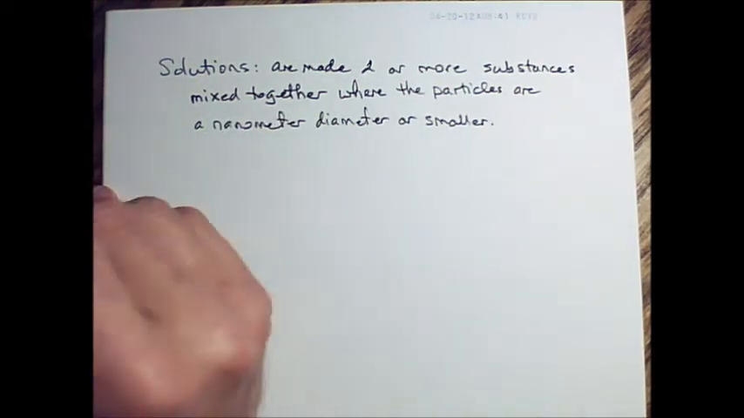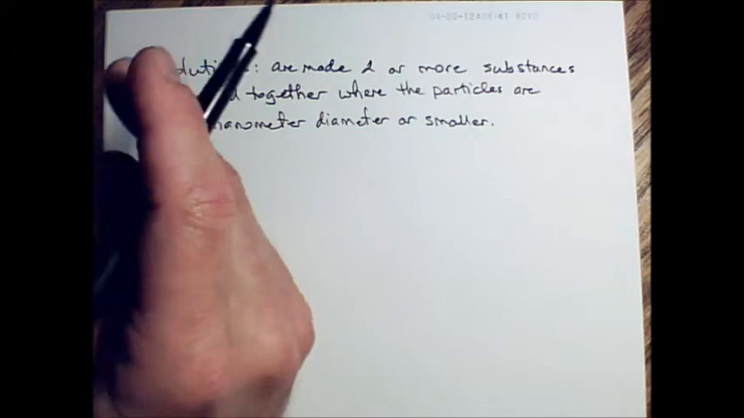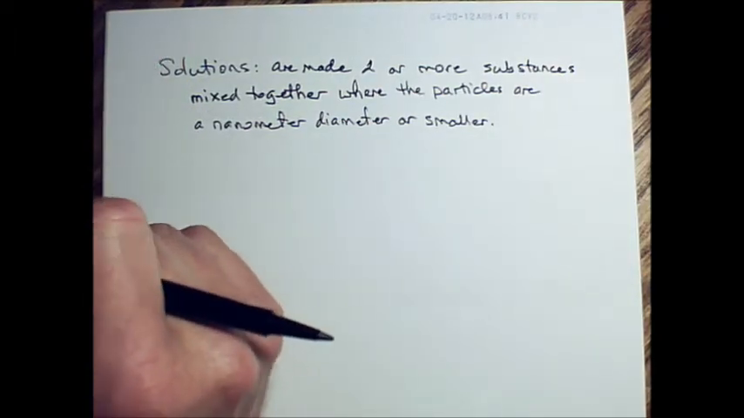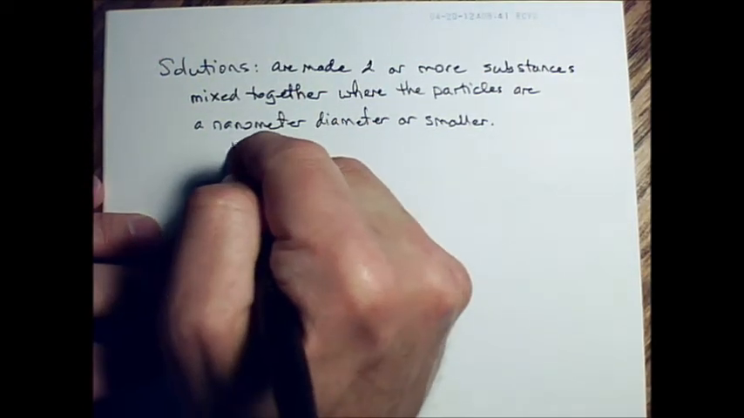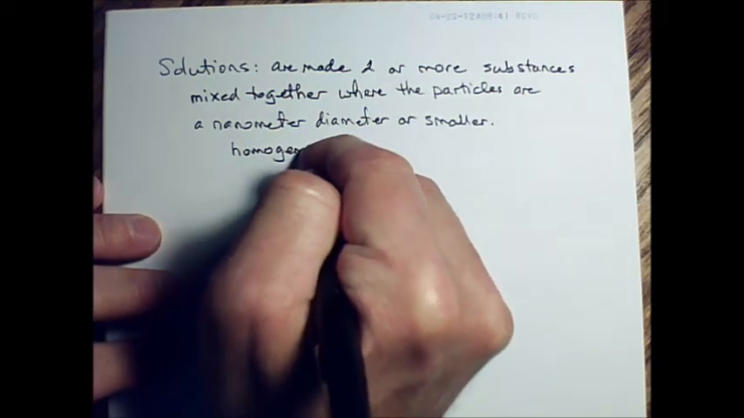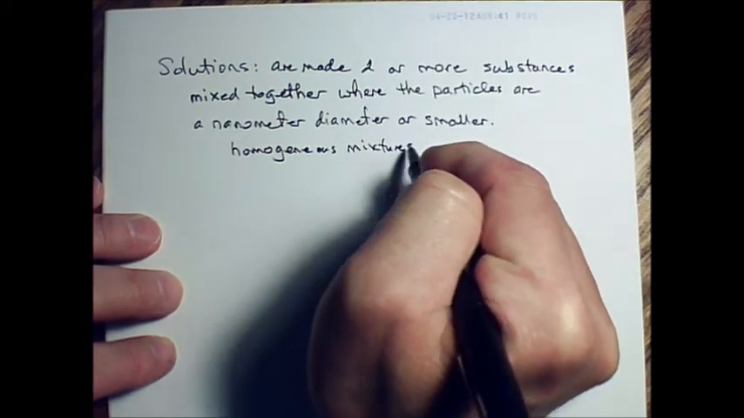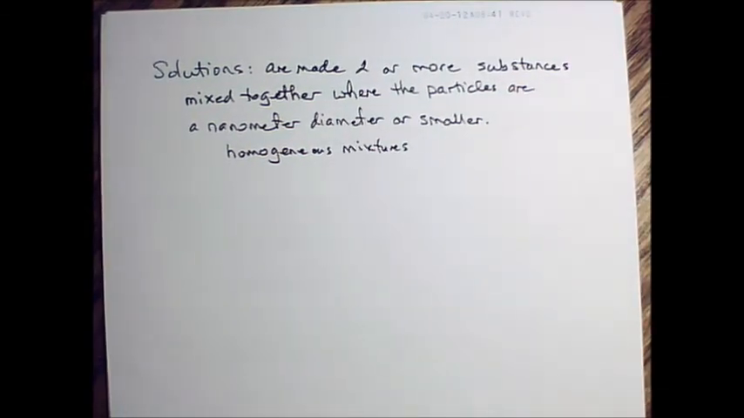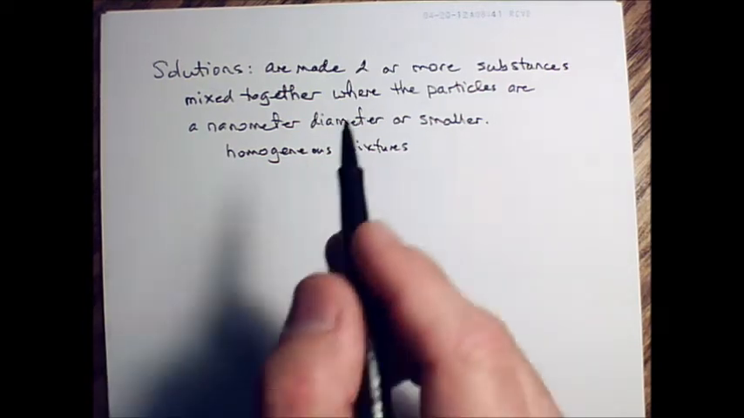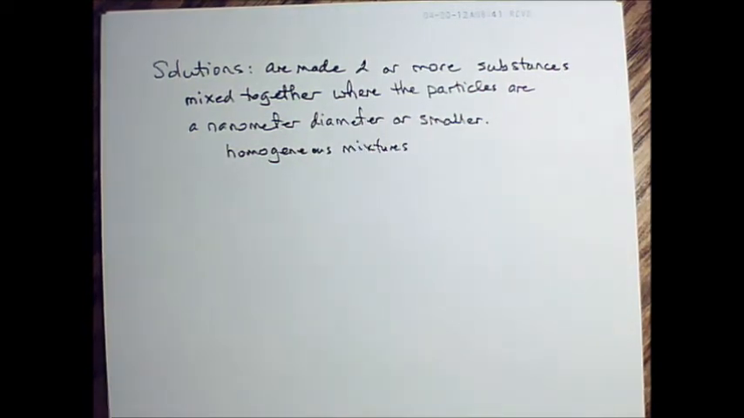When we talk about a homogeneous mixture, you remember talking about homogeneous mixtures in physical science? The definition of a homogeneous mixture in physical science was probably something that was the same throughout. To a chemist, it's not the same throughout unless the particles are a nanometer diameter or smaller. So the only true homogeneous mixture for a chemist is a solution.